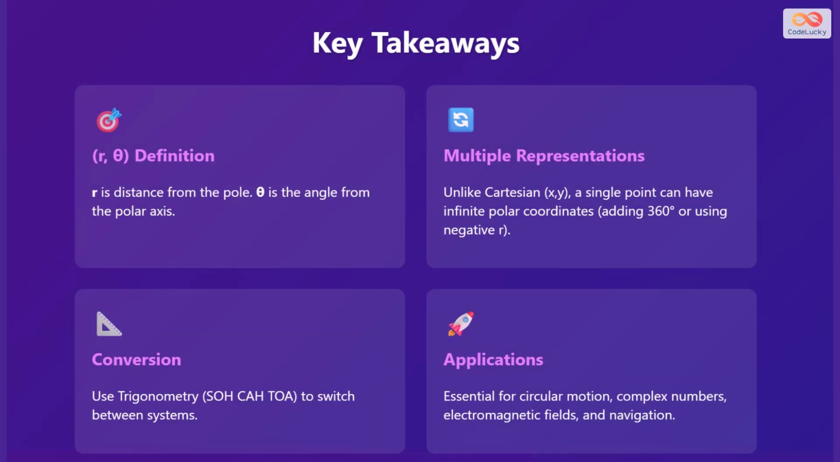To wrap up, remember that the polar system uses distance r and angle theta. It is incredibly useful for describing curves like spirals and cardioids, and it is essential for physics and engineering.